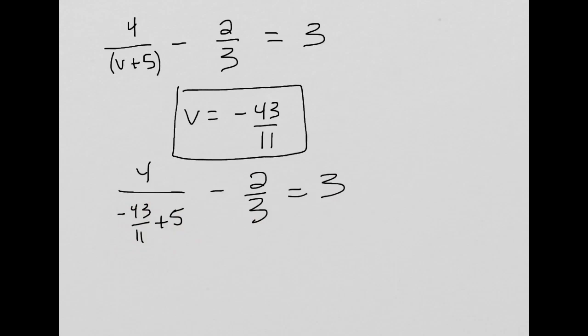If I wanted to be totally sure that all of my steps were correct, I could actually simplify this, and what I get on the left-hand side should equal what I get on the right. But again, all I'm most concerned with at this point is that I don't have an extraneous solution. So negative 43 over 11 plus 5, again, I have no idea what that is, but I know it's not 0, which is what I was concerned about.